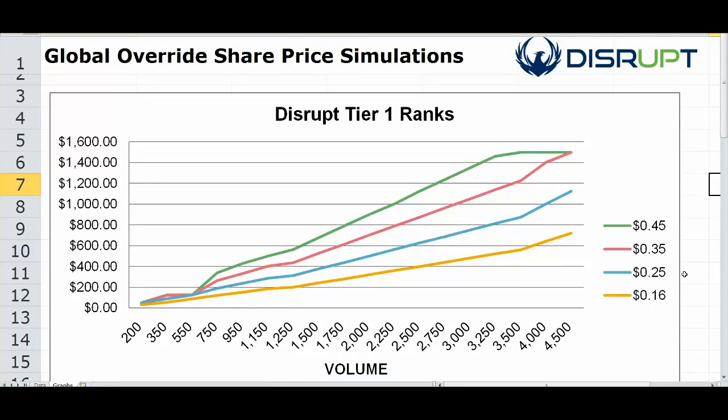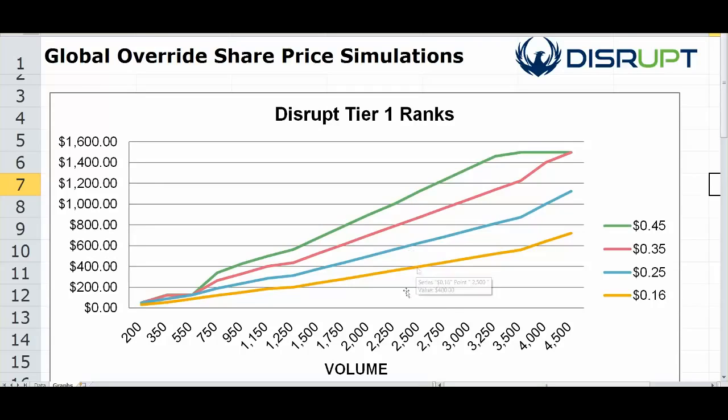Because not everybody's going to be a qualified distributor. Some people are just going to be customers. Some people are going to be distributors that generate volume, but they don't qualify for commissions. Well, every sale that happens with somebody that doesn't qualify for commissions, that's more for that top number, the total global volume, global sales for Disrupt Worldwide. All right, so that share price is going to start creeping up.